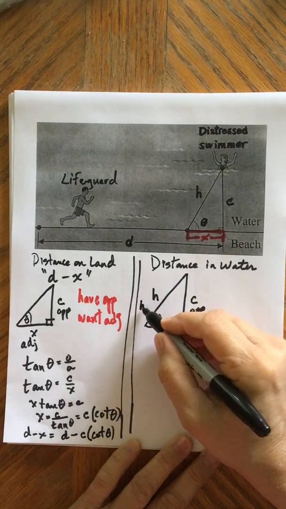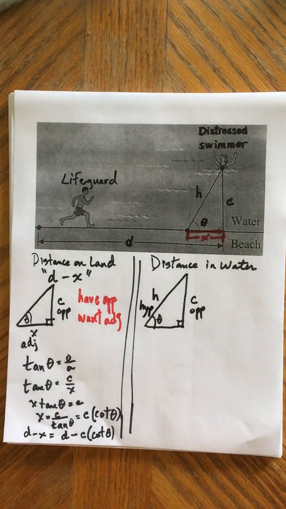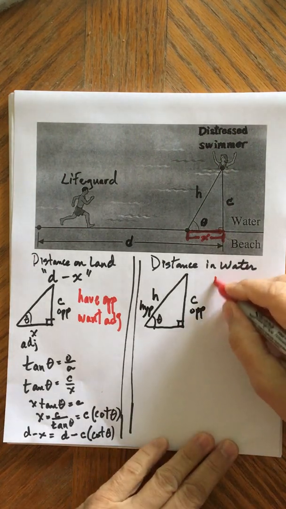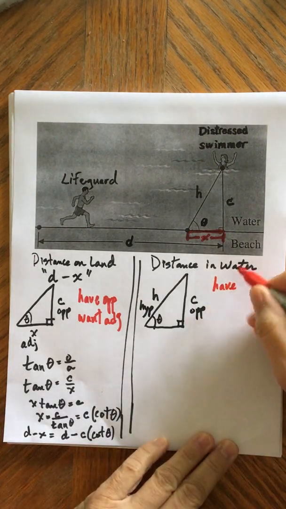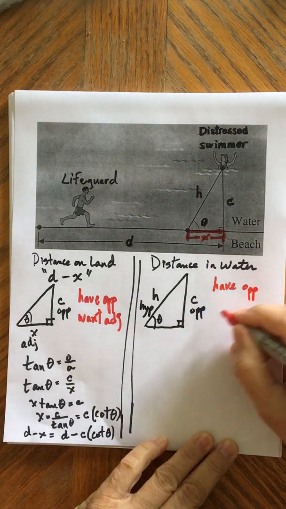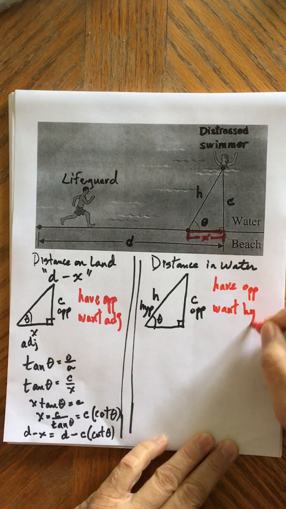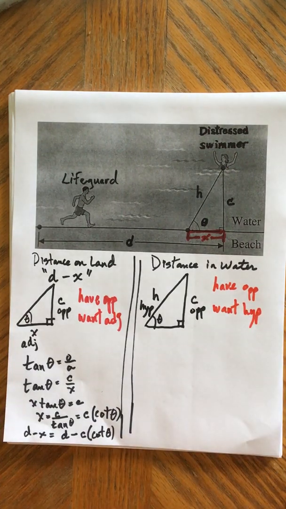And this is the hypotenuse because it is across from the right angle. So what two sides are you dealing with? Well, they gave you c, the opposite side, and you want the hypotenuse. Okay? So which trig ratio should you use?